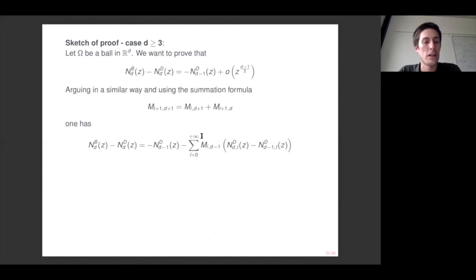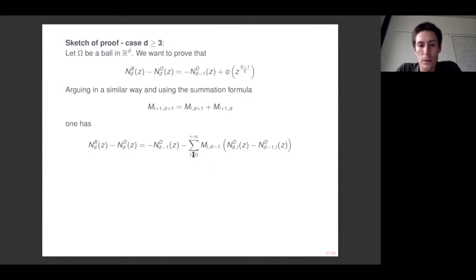The proof in dimension 3 is a little bit more involved, but follows the same strategy. And so we want to prove that this holds. Exactly, this is the two-term expansion. By arguing in a similar way, that is, by rewriting the buckling counting function as the Dirichlet counting function and shifting the index of the angular momentum, and also using this known summation formula for the multiplicities of the eigenvalues, one can recover an equality of this form.